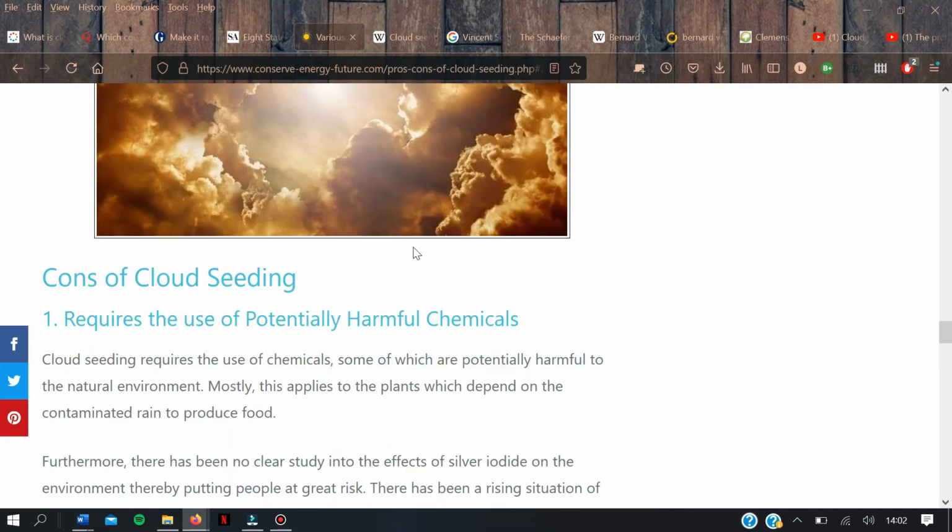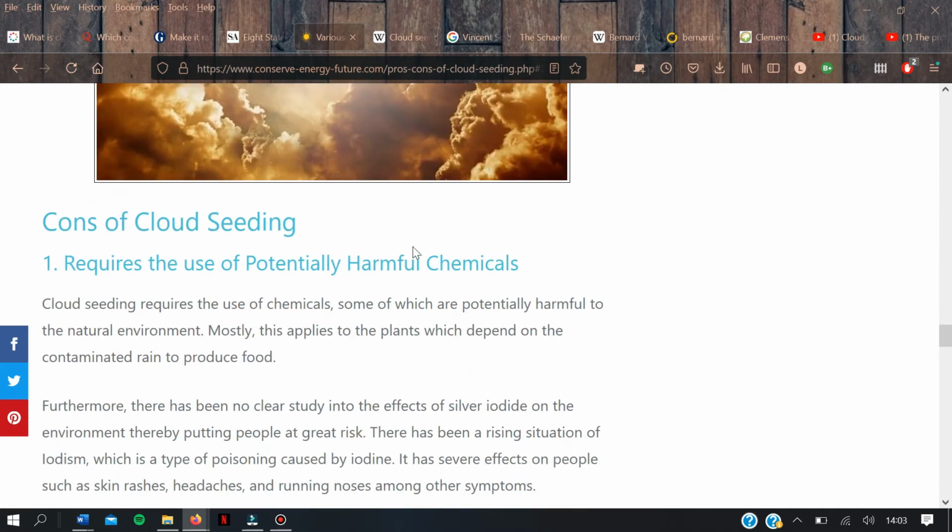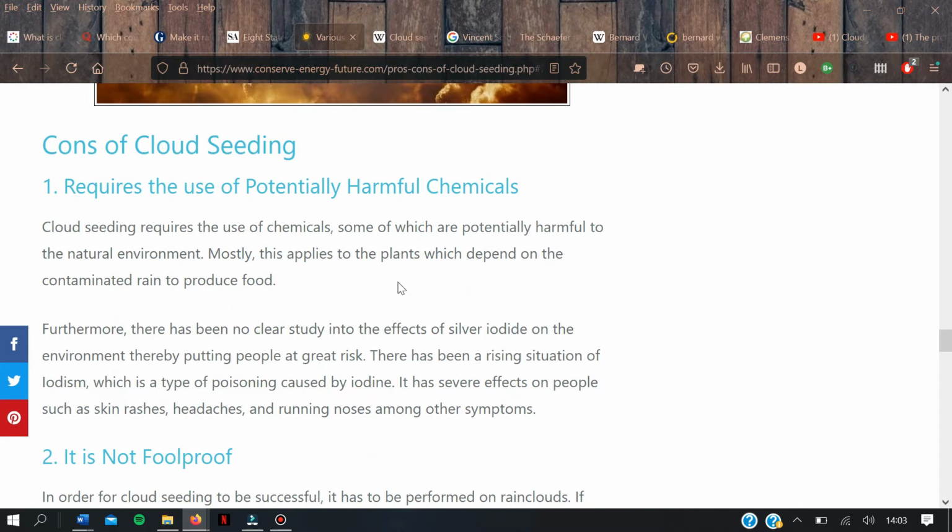But what is of major importance is the cons surrounding cloud seeding, due to the nature of it being used with silver iodide. Now, cloud seeding requires the use of chemicals, some of which are potentially harmful to the natural environment. Mostly this applies to the plants, which depend on the contaminated rain to produce food.